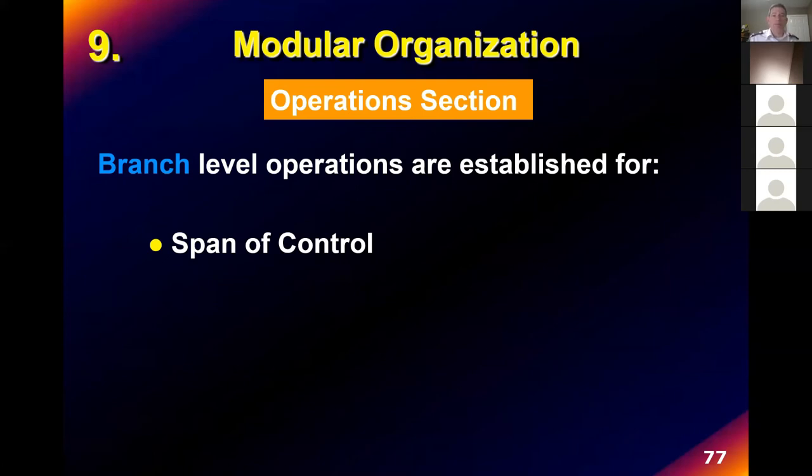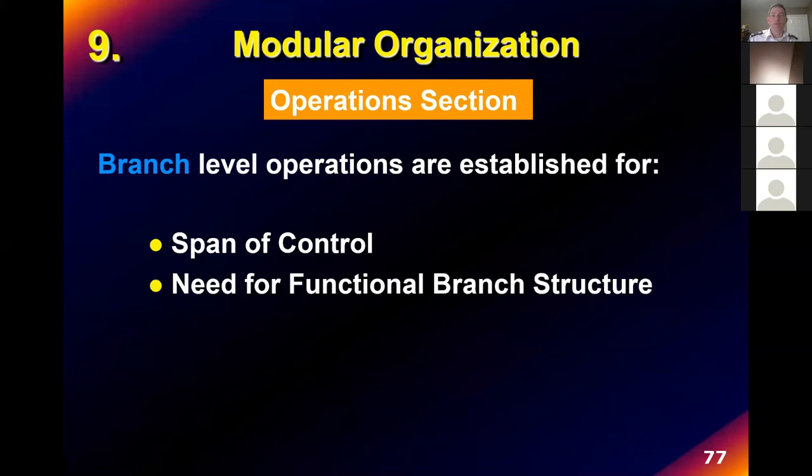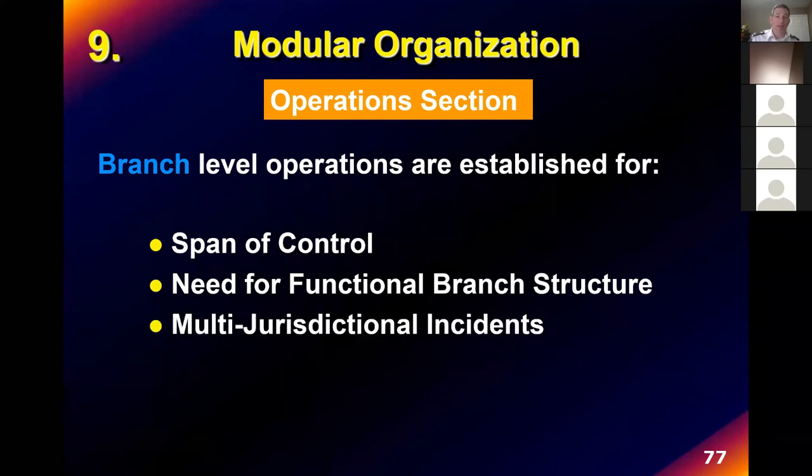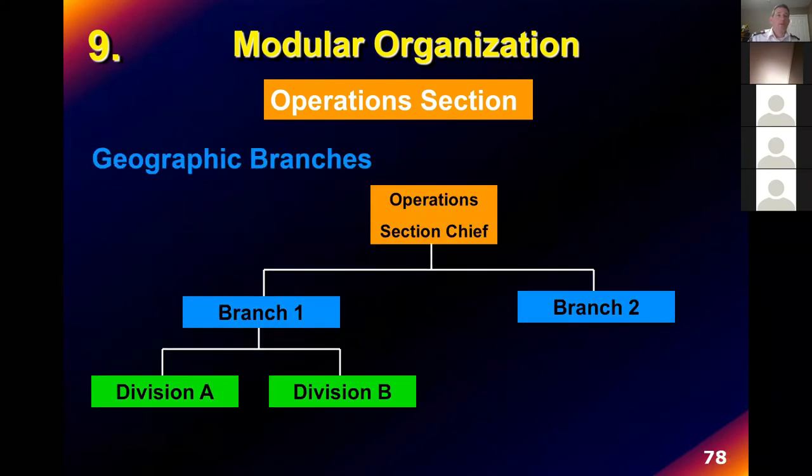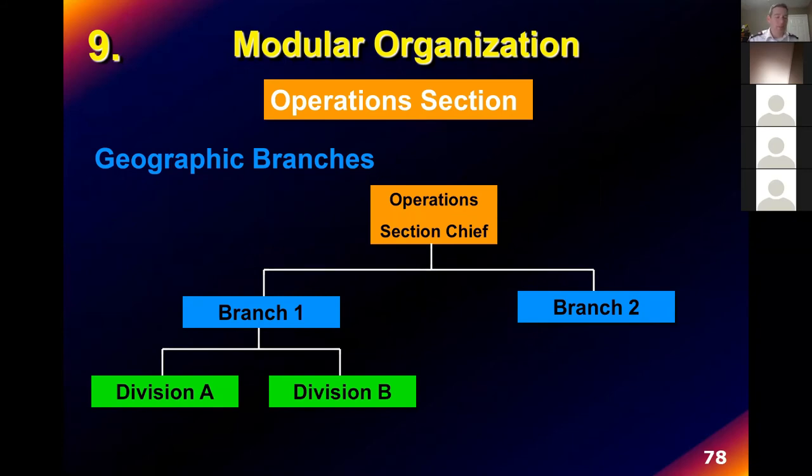So for span of control, there's the need for a functional branch structure. Maybe we have a multi-jurisdictional incident. Again, we may have a separate branch for each jurisdiction. If we talk about geographic branches, maybe we have divisions A, B, C, D, E, F, G, and we start getting to nine letters in the alphabet with divisions.